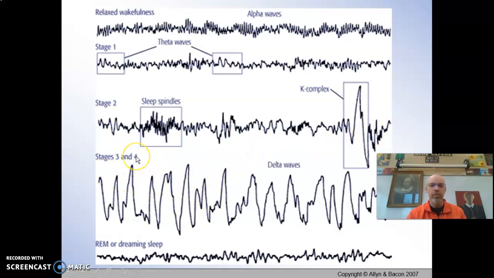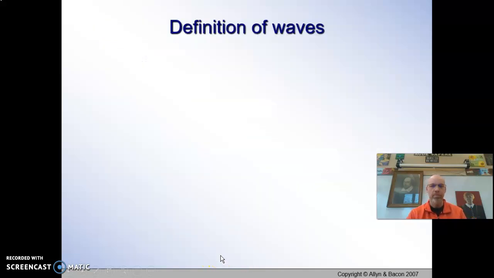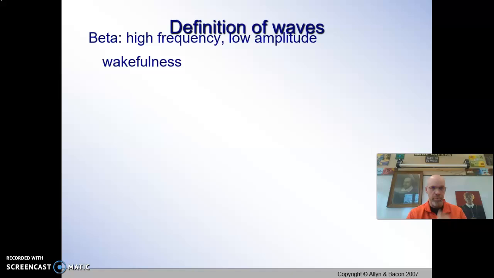Now, stage 4 no longer exists in the literature. They combined 3 and 4. We've got some older slides on this. Just remember, there's only a stage 3. Stage 3 is high amplitude, low frequency. Okay, low frequency. And then you get into REM sleep, and this is where you dream. And you can see here with these waves, all of a sudden, the amplitude gets very short and the frequency goes up.